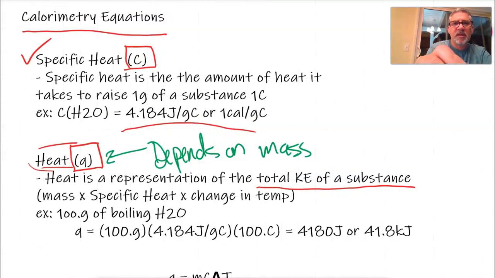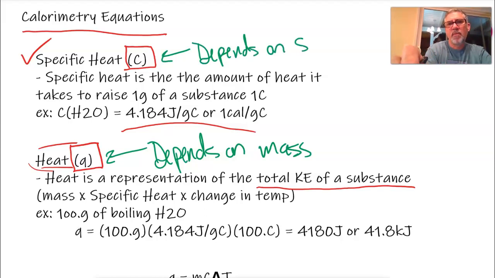For specific heat, it depends on the substance. If I had 10 grams of gold and 10 grams of silver, they would have different heats because they're made of different stuff, because they both have different specific heats. If I have 10 grams of gold and 10 grams of gold, they would have the same heat because they have the same mass and the same specific heat.